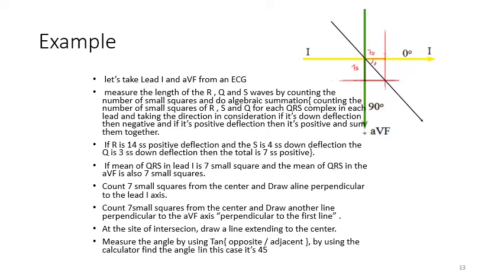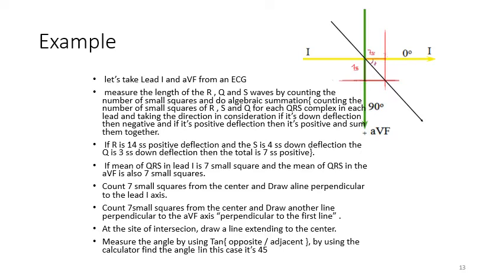So this is for lead 1. If lead 2 was also a sum of 7 small squares, so this is the example: 7 small squares for lead 1, and the algebraic sum for lead AVF was also 7 small squares. Then we put a point on the lead 1 axis and on the lead AVF axis at 7 small squares.